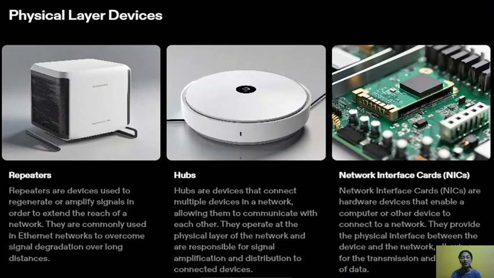Hubs are devices which connect multiple devices in a network, allowing them to communicate with each other. They operate at the physical layer of the network and are responsible for signal amplification and distribution to connected devices. And the next one is NICs, which are hardware devices that enable computers or other devices to connect to the network, allowing them to transmit and receive data.